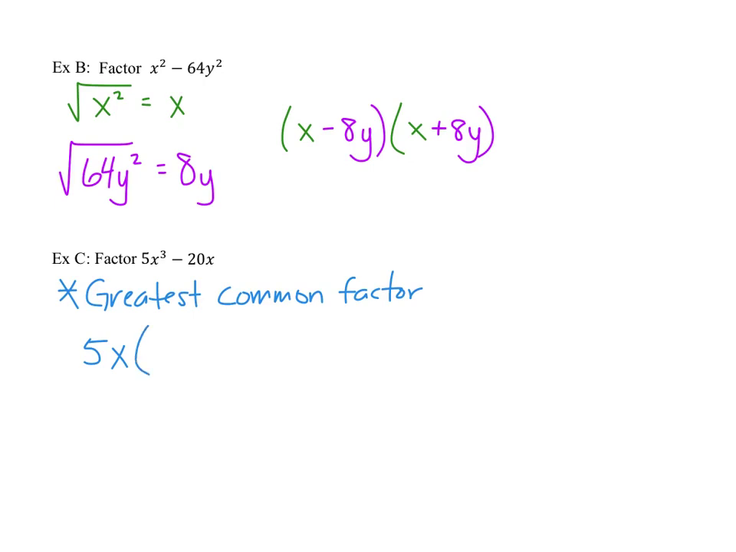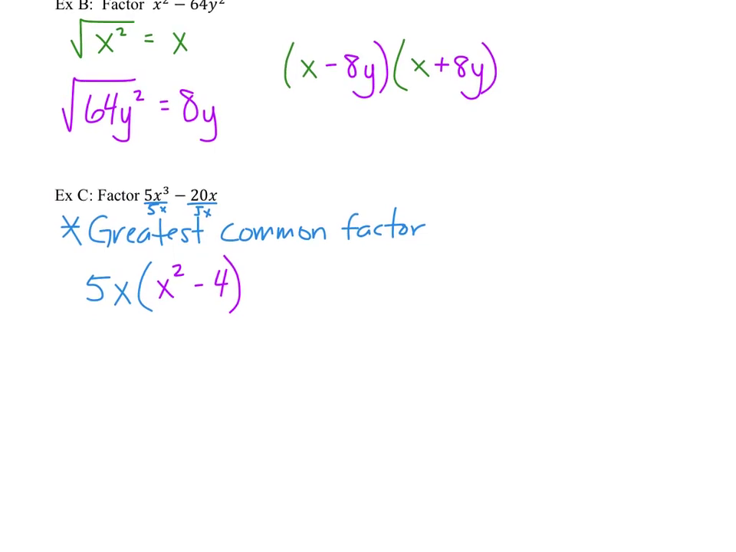So I'm going to divide each of these by 5x, just sneaking that in there. 5x cubed divided by 5x gives me x squared. Negative 20x divided by 5x: negative 20 divided by 5 is 4, and the x's go away because they cancel each other out. Now I look at what's left in that parentheses and I go, oh hey, that's two things that are being subtracted. I want to see if I can square root them. And I can.